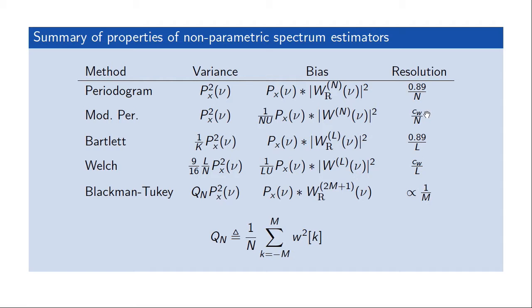proportionality constant, which is 0.89 in case of the rectangular window, and dependent on the window in terms of the modified periodogram. For Bartlett and Welch, we have the same properties, but here you have to remember that the length of the window that we apply is shorter than for the periodogram and the modified periodogram, since we apply it per block. For Blackman Tukey, one can also show that the resolution is inversely proportional to the time lag that you choose for the window.